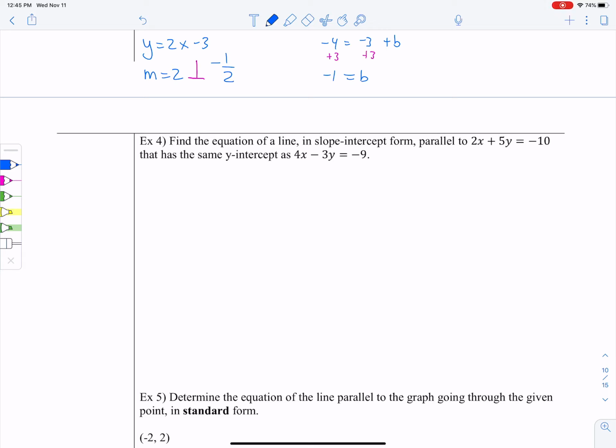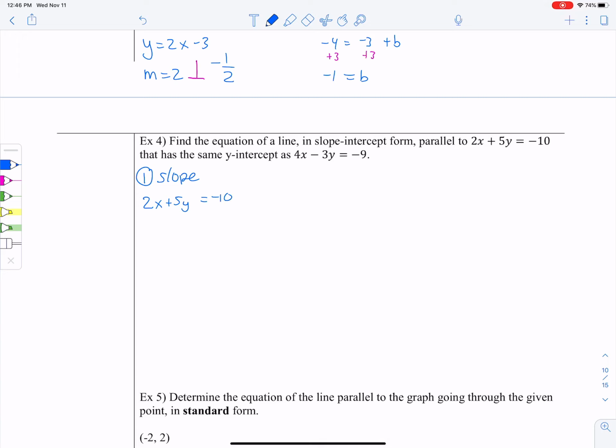So for this next one, it says, find the equation of the line in slope-intercept form that's parallel to the first line and has the same y-intercept as the second line. So we're going to start this one off the same as you're finding the slope. So you're going to take the one that it says it's parallel. This means they're referencing slope. So here we have 2x plus 5y is equal to -10.